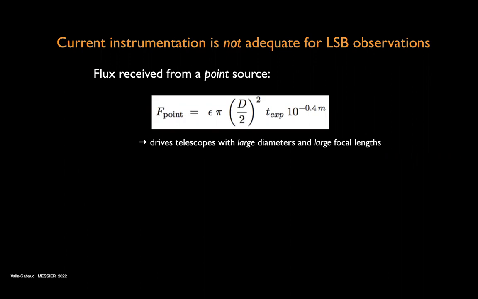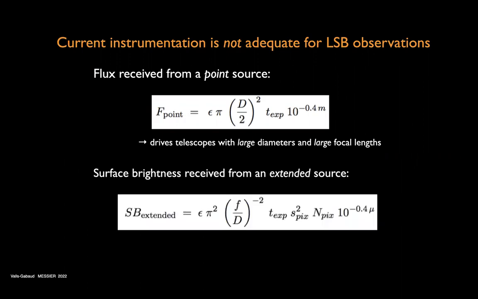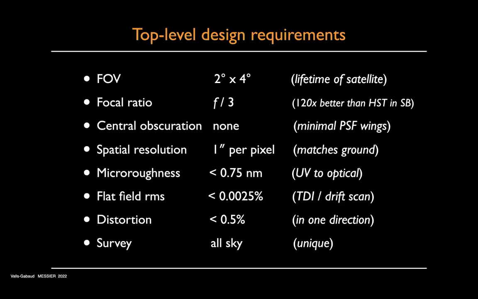But the physically relevant quantity here is surface brightness, flux per unit area. And for that, it's very different, because then what matters is actually the F ratio, the focal length divided by diameter squared. So if you have something like F/3, with respect to, say, Hubble, F/20, you will be 2 orders of magnitude more efficient in terms of detection for a given exposure time for a given pixel size. So the key thing here is to have fast optics as opposed to slow optics. And this is one of the drivers for this new instrument.